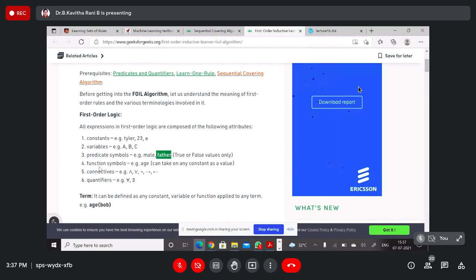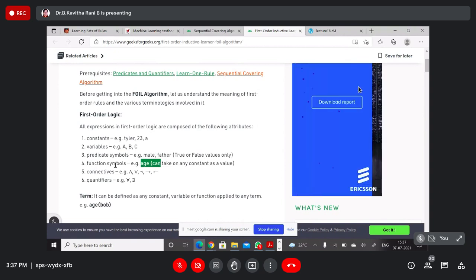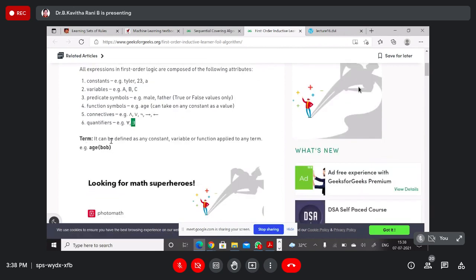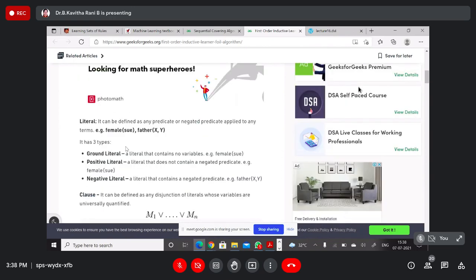The different function symbols, for example, age is one of the function symbols you will be using. Connectives are symbols used for and, or, and not. And quantifiers are like for all, does not belong to, and so on. A term can be defined as any constant, variable, or function applied to any term, like age of Bob. Here is one example I'll show you.